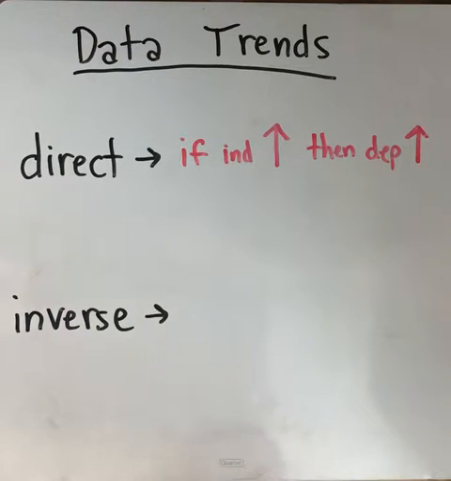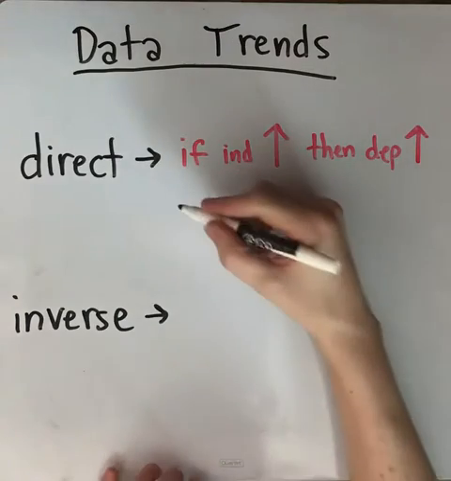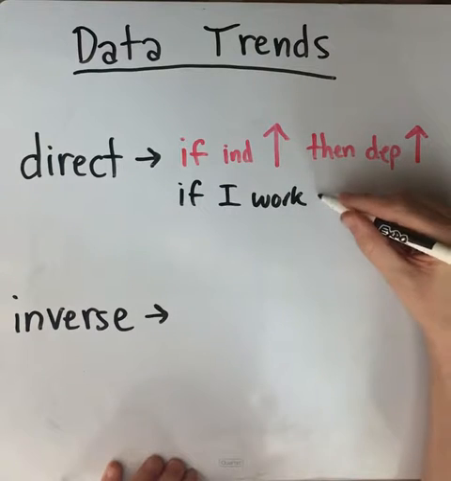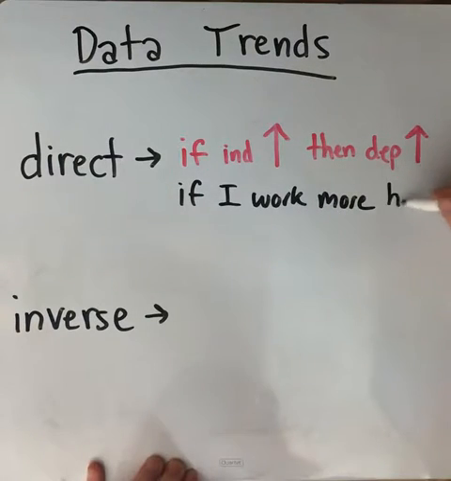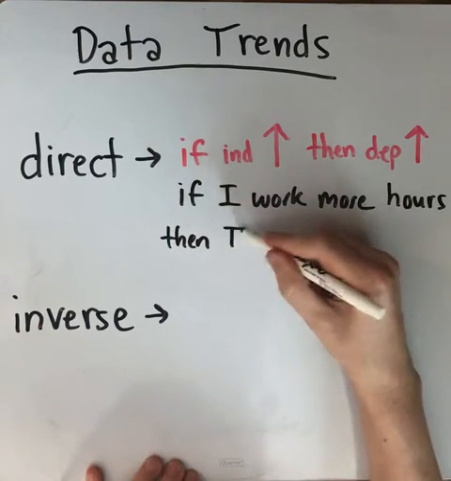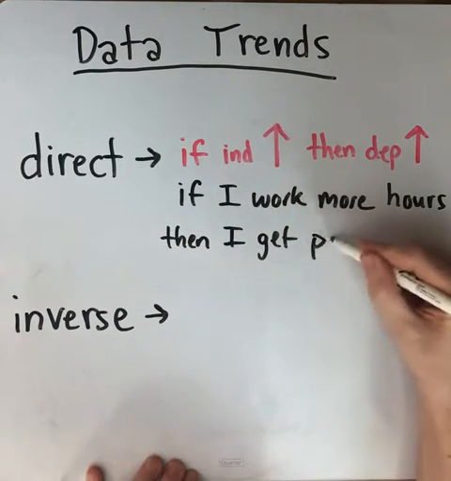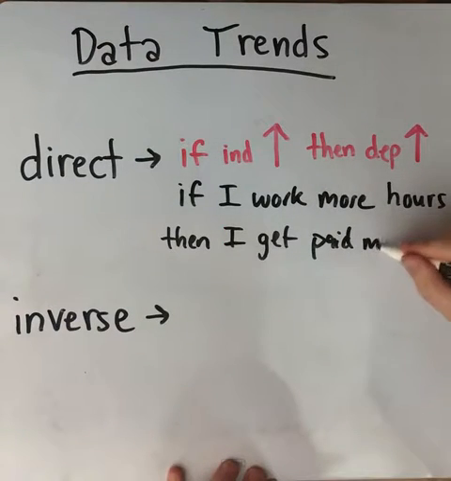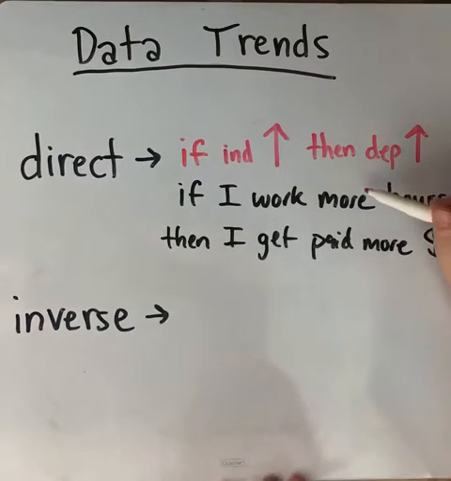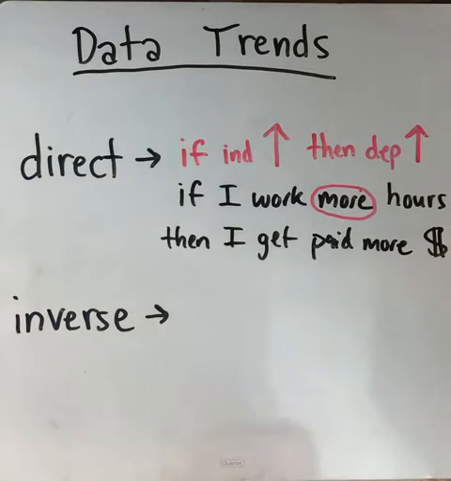An example of this might be your paycheck. So if I work more hours, so there's your first variable, then I get paid more money. There's your second variable. Okay, so as one gets bigger, notice the word more. The second variable also gets bigger. Notice the word more.